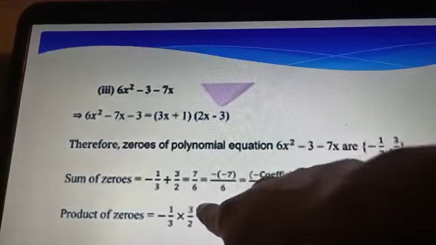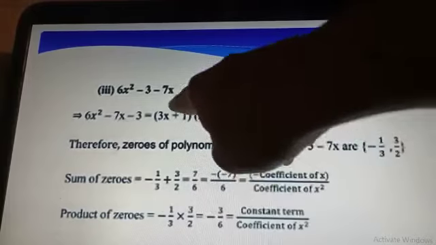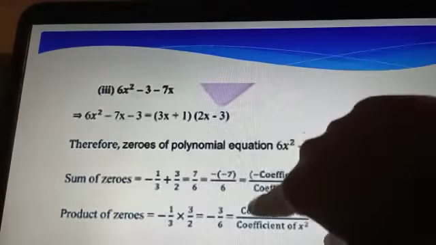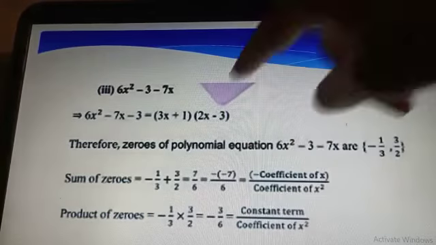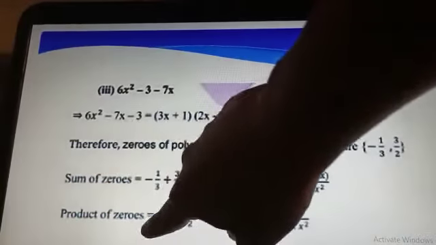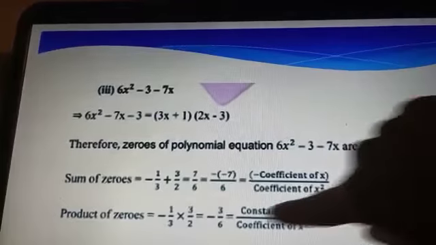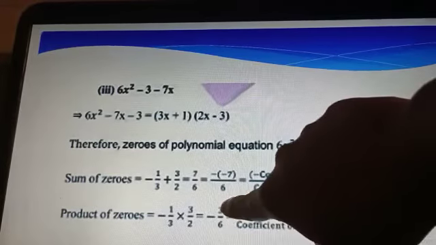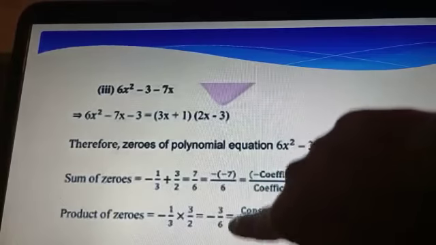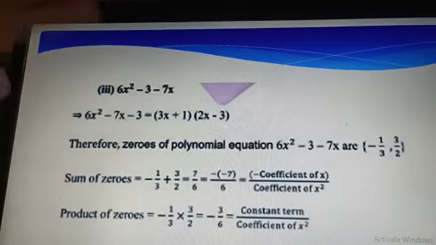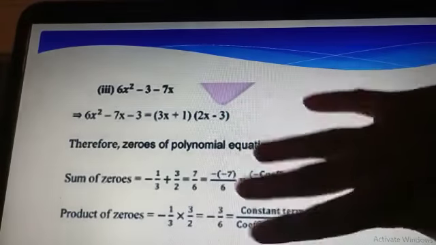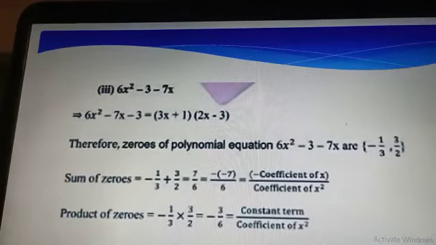Alpha plus beta is equal to 7 by 6. 7 is the b value, 6 is the a value. So we have got minus b by a. And then the product of the zeros, multiply these two. We are getting minus 1 by 2, or you can write it as minus 3 by 6. So as you can see, c is minus 3 and 6 is a. So we have proven the relationship between the coefficients and the zeros of the polynomial.